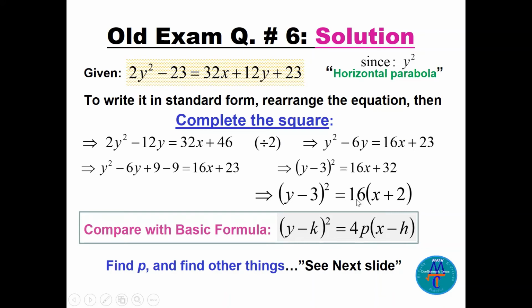Take 16 as a common factor. So y minus 3 squared is equal to 16 times x plus 2. Now you compare this with the basic formula, remember? y minus k squared is equal to 4p times x minus h. Now you can find the h and the k and the p from this equation.